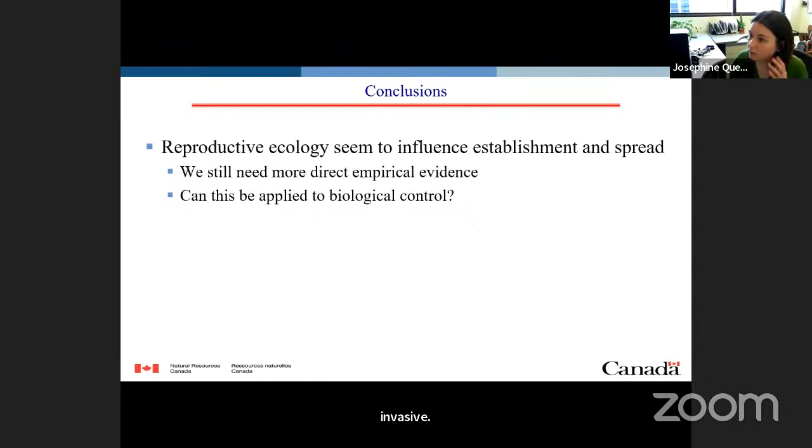So to conclude with my part of the talk, we saw that reproductive ecology seemed to influence establishment and spread, but we still need more direct empirical evidence. And most of all, we need to understand how we can apply that to biological control. And this is what me and Jeremy are working on at the moment.